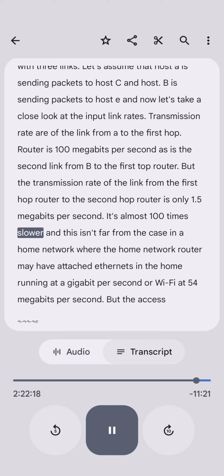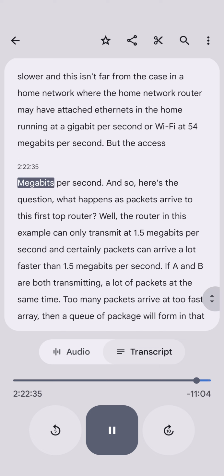It's almost 100 times slower. And this isn't far from the case in a home network, where the home network router may have attached Ethernets in the home running at a gigabit per second or Wi-Fi at 54 megabits per second, but the access link to the cable head-end is much slower, perhaps only 5 or 10 megabits per second. And so here's the question. What happens as packets arrive to this first hop router?